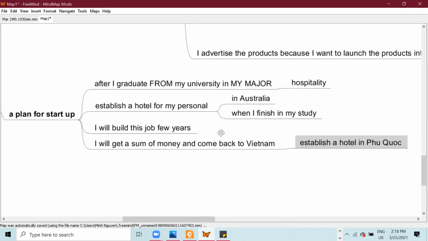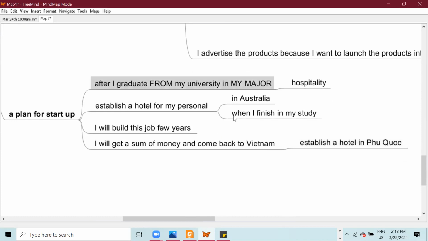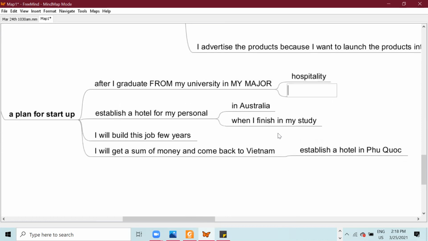Okay, so here you have applying for startup. After I graduate from my university in my major, hospitality first. First, when you speak English, you usually forget the prepositions. The preposition first. We have prepositions like from, in, on, at, about. So please don't forget the preposition when you speak, just like when you write.